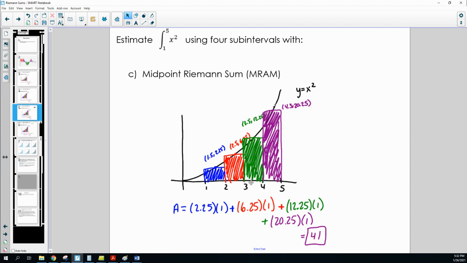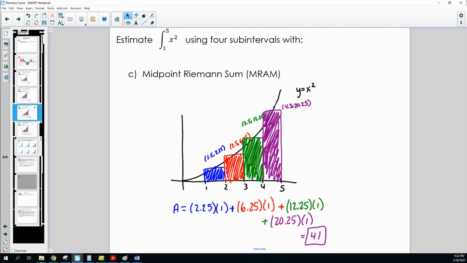For the green, we're using 3.5 as the x, so we have 12.25 times 1. And for the purple, we're using 4.5 as our x, so that would be 20.25 as our y, which is our height. When we multiply them and add everything together, we end up with 41, which again is maybe not a perfect approximation, but it's a little bit closer than the left or the right. You can see that there are some pieces that are missing and there are some pieces that are over the graph.